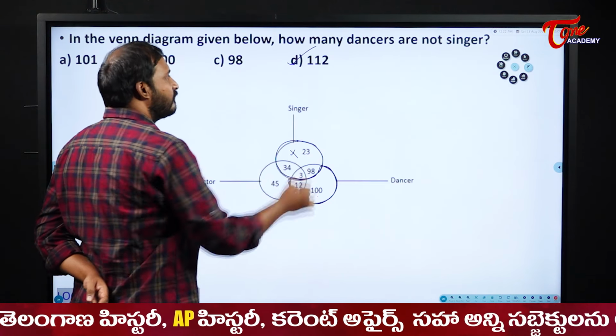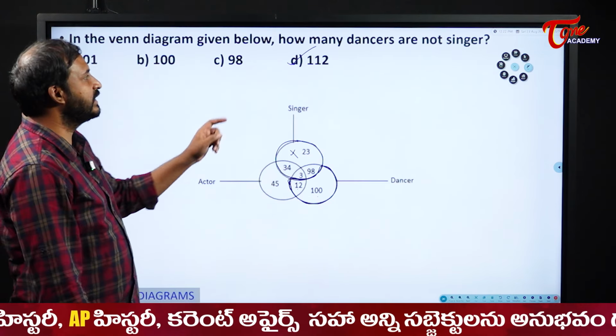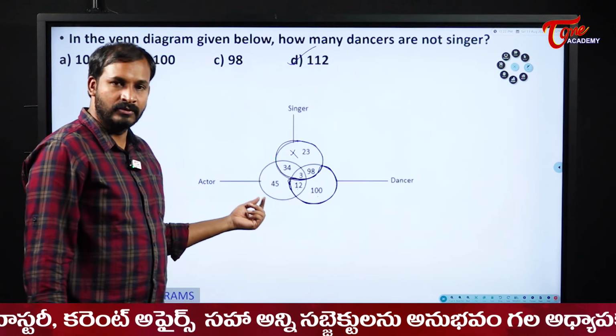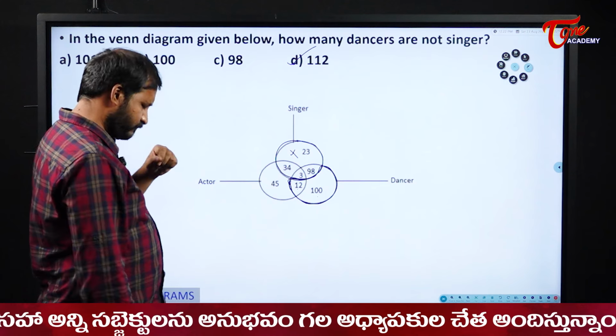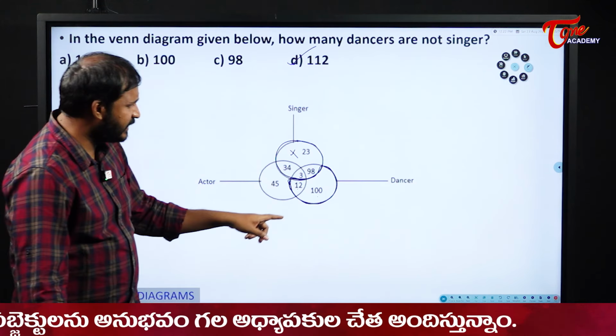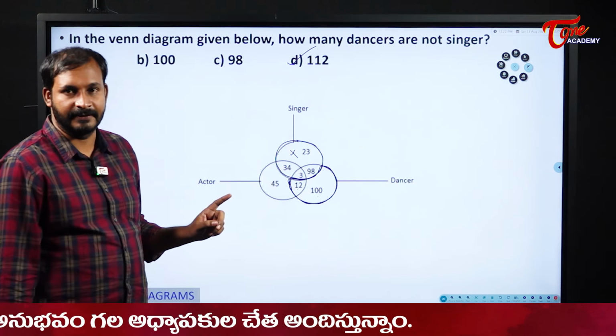112 will be our answer. They are selling not singers but not actors, right? So we can include actors. So my answer here becomes 112. Please be careful, students. Only dancers means you should take 100.